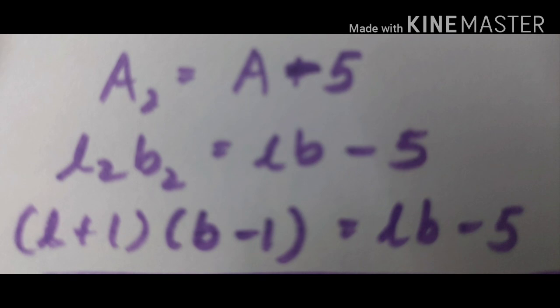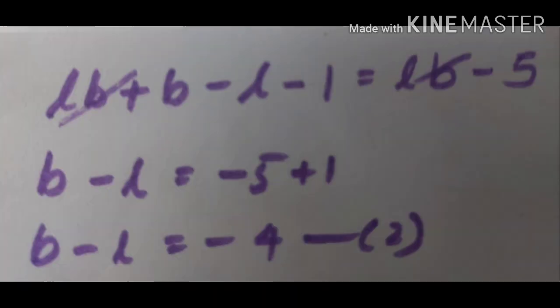As we have expanded our first equation, similarly here also we will take binomials multiplication on the left hand side. So by opening the brackets, binomials multiplication, LB plus B minus L minus 1 is equal to LB minus 5. Now from both sides LB gets cancelled. So B minus L is equal to minus 5 plus 1. So B minus L is equal to minus 4. This is our equation number 2.